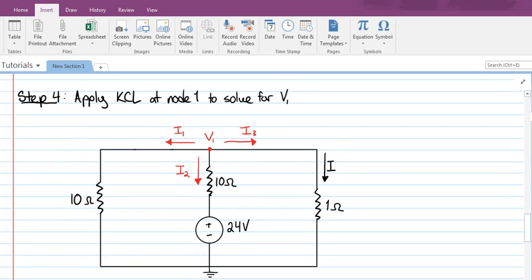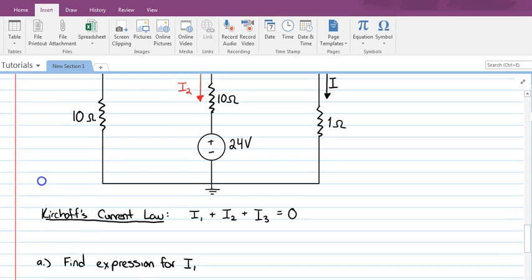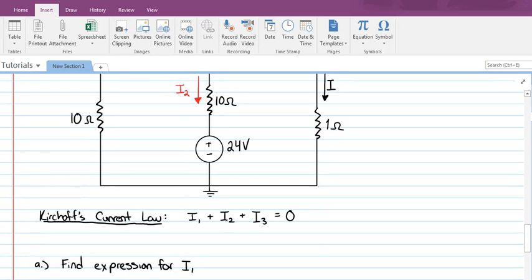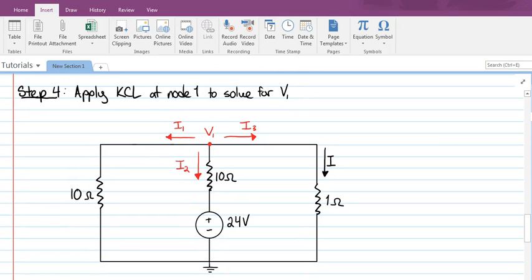Here I have redrawn the circuit, and now I've drawn these three outgoing currents from node 1: I1, I2, and I3. By Kirchhoff's current law, I1 plus I2 plus I3 must equal 0. So now we need to find an expression for I1, I2, and I3 in terms of V1. Let's find our expression for I1. Just as we did with solving for I, let's consider this current going through this resistor. The current is flowing from top to bottom of this 10 ohm resistor in the leftmost branch of the circuit.